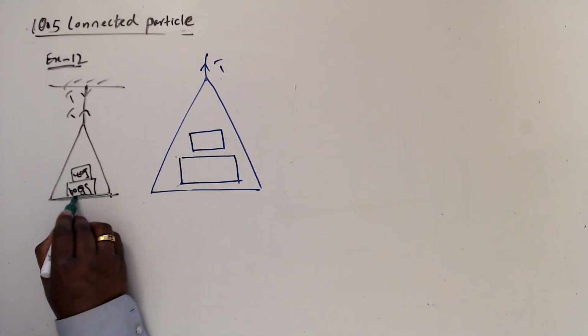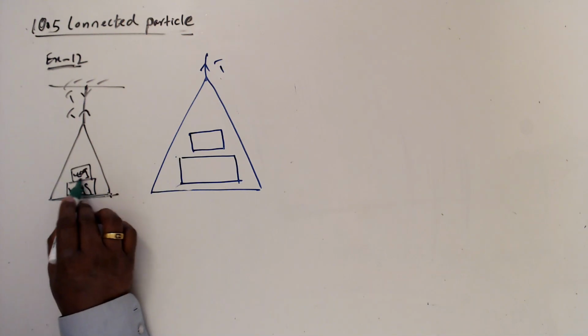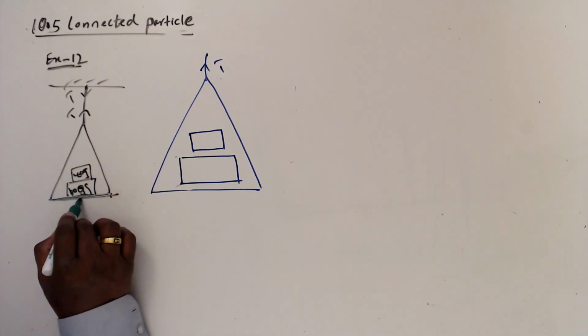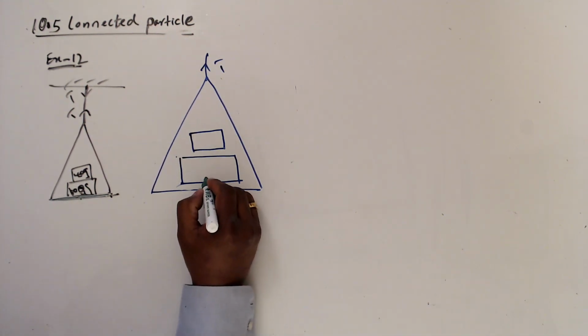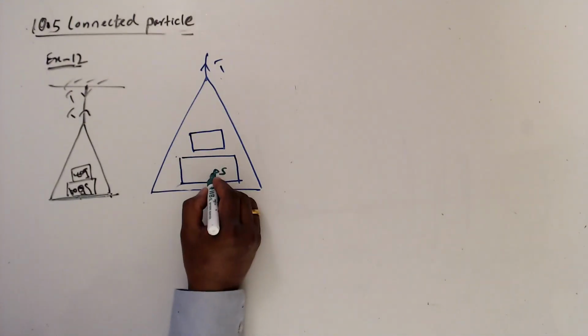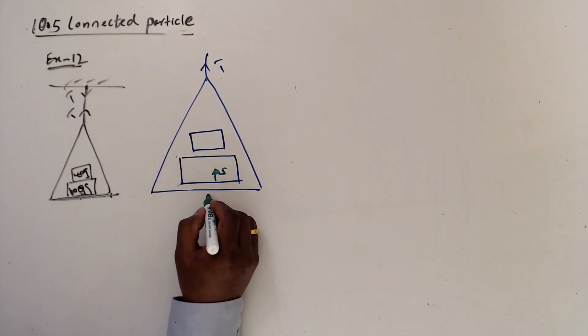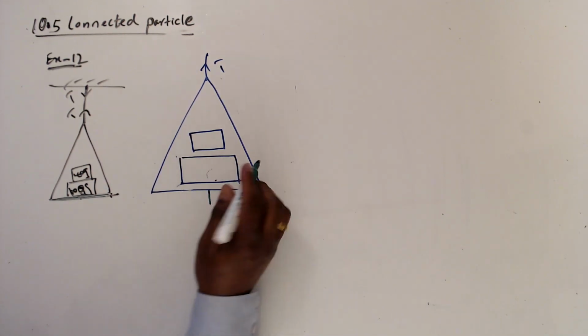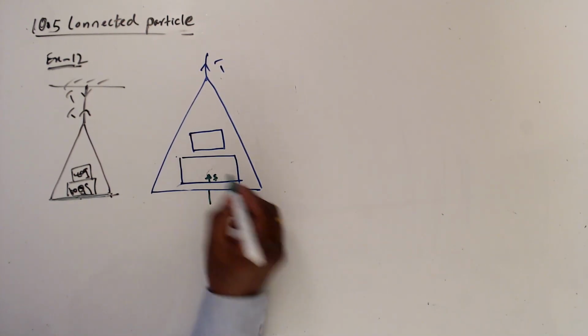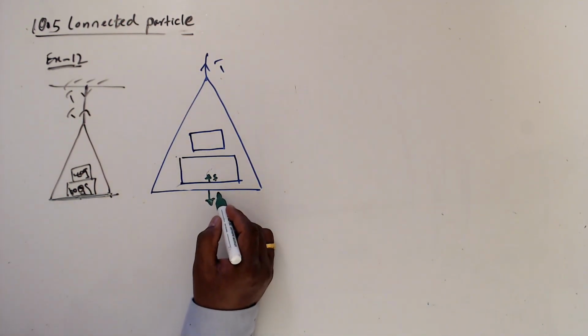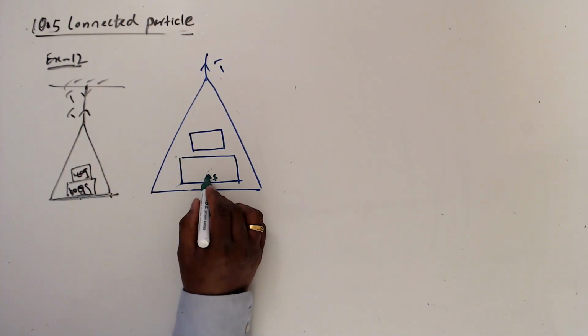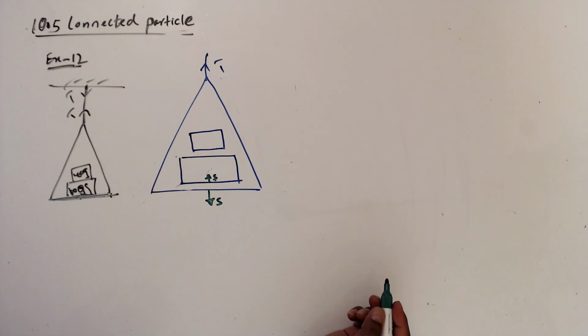When the mass of this one touches this surface, there should be a normal reaction. So I'll mark this normal reaction as S. It's usually in the middle, that's fine, I'll mark it as S, and according to Newton's law, every action has an equal and opposite reaction. That's why it has to be S and S.